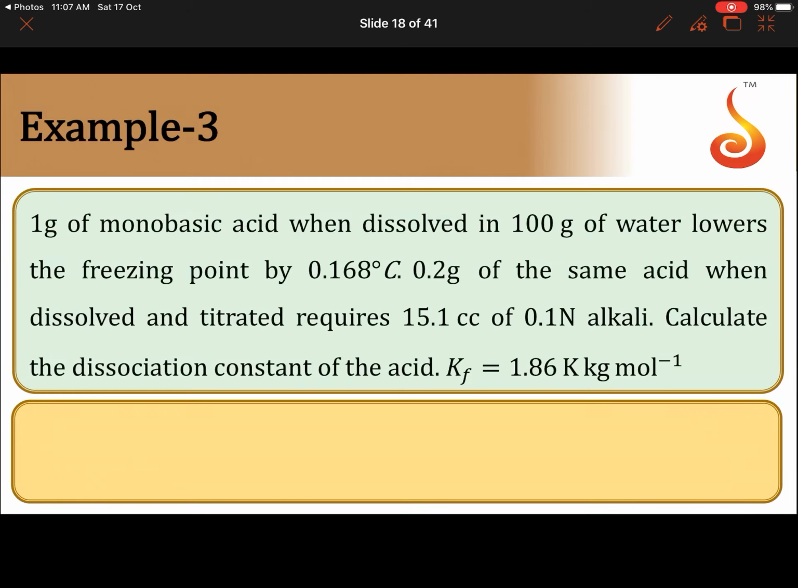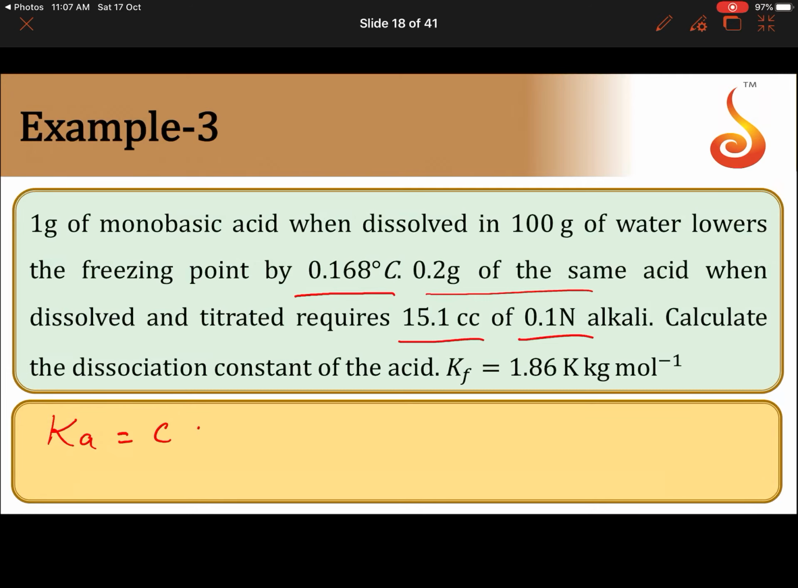Example 3. 1 gram of monobasic acid when dissolved in 100 grams of water lowers the freezing point by 0.168 Celsius. 0.2 grams of the same acid when dissolved and titrated requires 15.1 cc of 0.1 normal alkali. Calculate the dissociation constant of the acid. Kf is given to us. So, we are asking for the dissociation constant Ka.